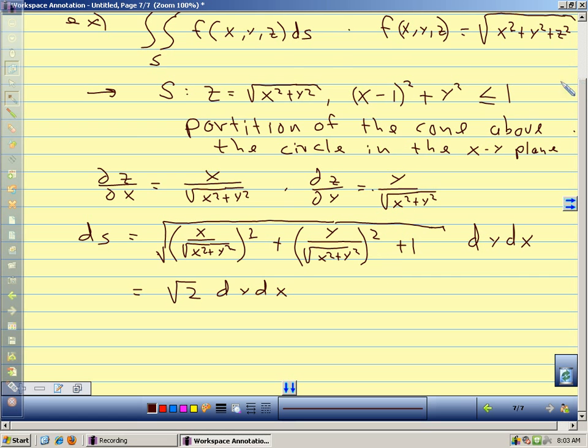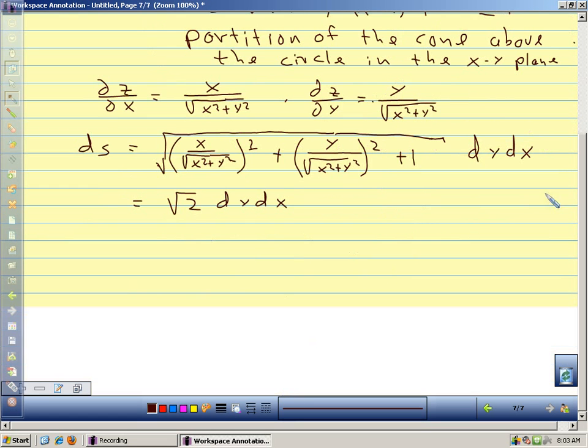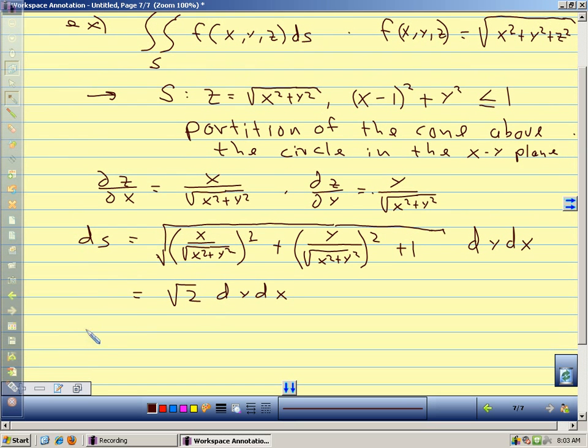Now we need to express f, our function, in terms of our surface. We want f of x, y, z just in terms of x and y, because we're going to integrate in terms of x and y. So we're going to substitute in here for z. On our surface, z is given by the square root of x squared plus y squared, so z squared is just x squared plus y squared. So our function is just the square root of 2 times (x squared plus y squared), and I'm going to pull out the square root of 2.